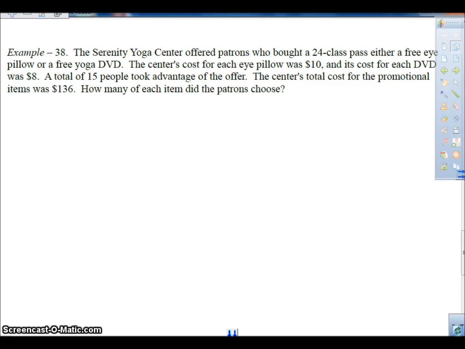Okay, let's take a look at a word problem. The Serenity Yoga Center offered patrons who bought a 24-class pass either a free iPillow or a free yoga DVD. The center's cost for each iPillow was $10, and its cost for each DVD was $8. A total of 15 people took advantage of the offer. The center's total cost for the promotional items was $136. How many of each item did the patrons choose?